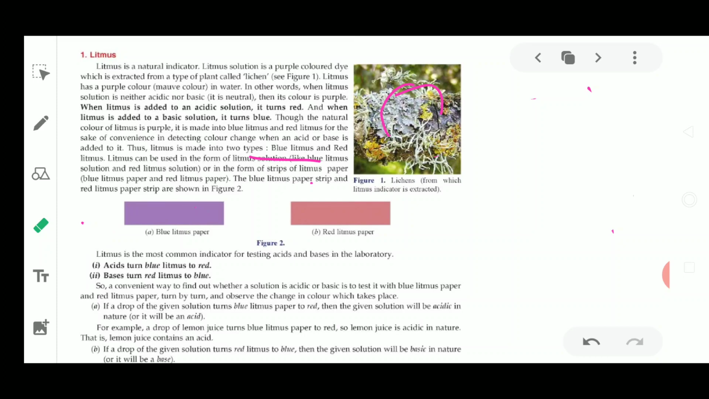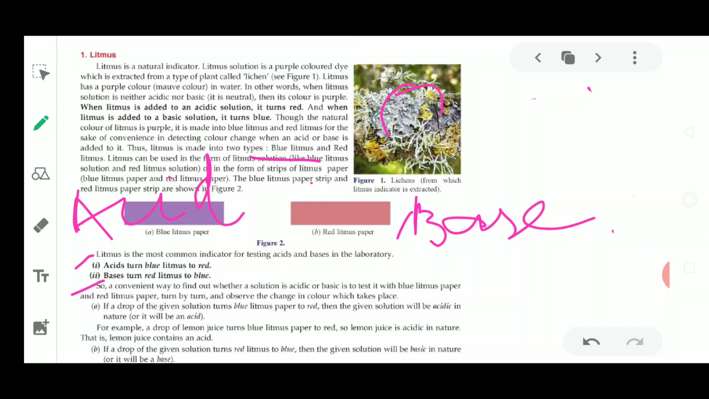Now please remember, it is used for indicating acidic and basic substances in the laboratory. Acids turn blue litmus to red, and bases turn red litmus to blue. For testing bases, we use red litmus paper, and for testing acids, we use blue litmus, which turns into red.